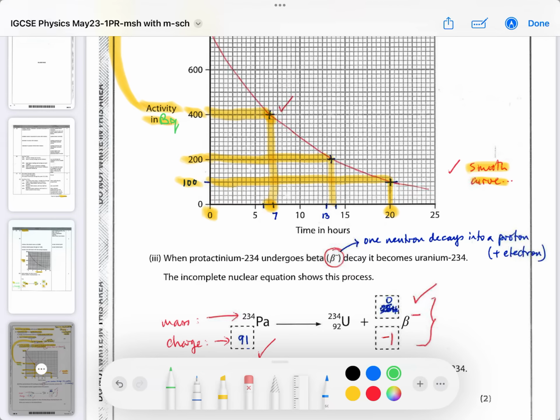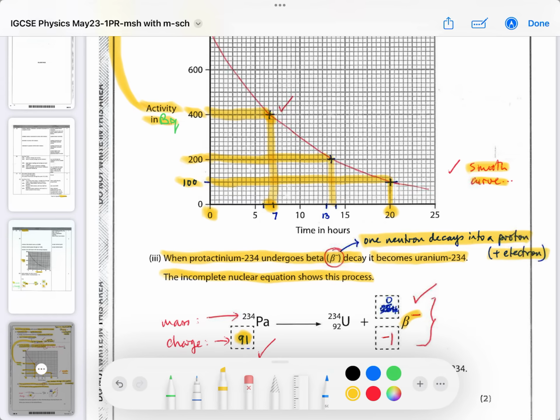Okay, there it is. All right, then it says, when protactinium undergoes beta minus decay, it becomes uranium-234. Well, what happens in beta minus decay? It means there's too many neutrons, and one neutron decays into a proton and a fast-moving electron, which is what a beta minus particle is. Okay, the incomplete nuclear equation shows this process, and they want you to fill in the missing numbers.